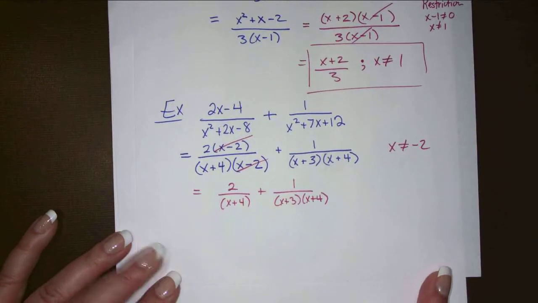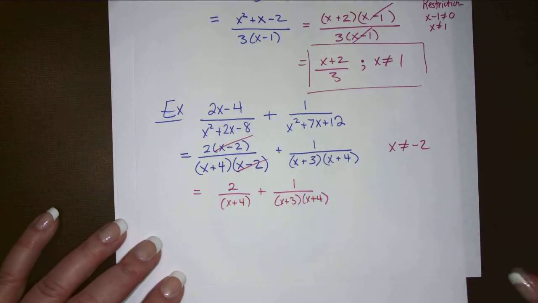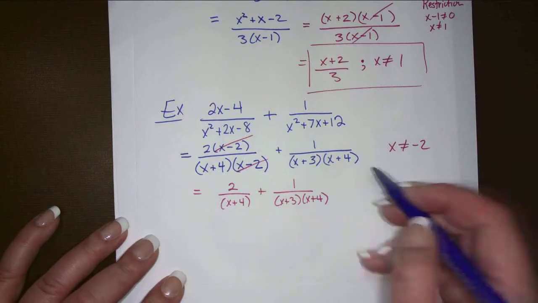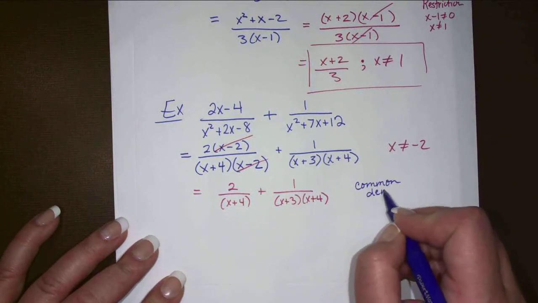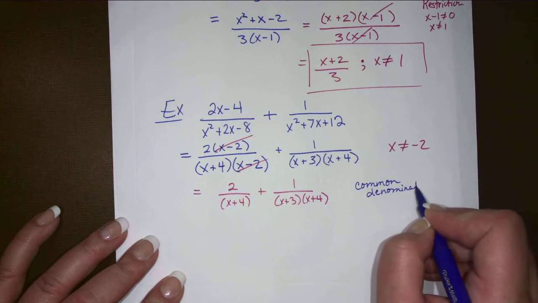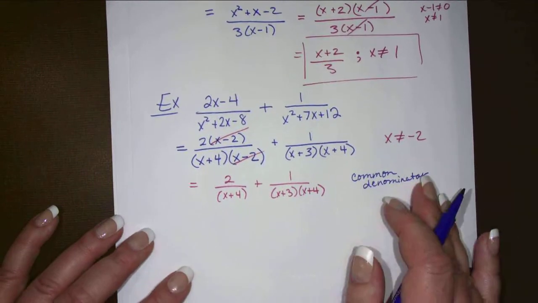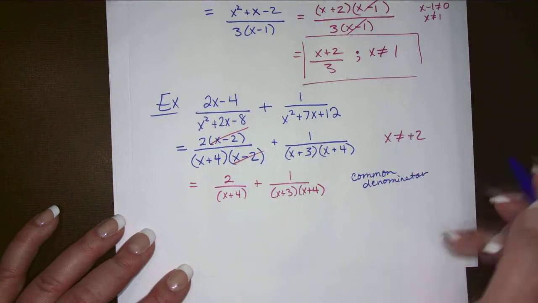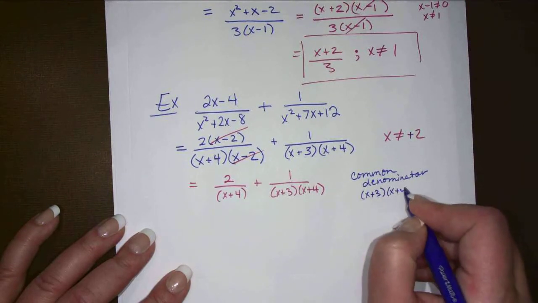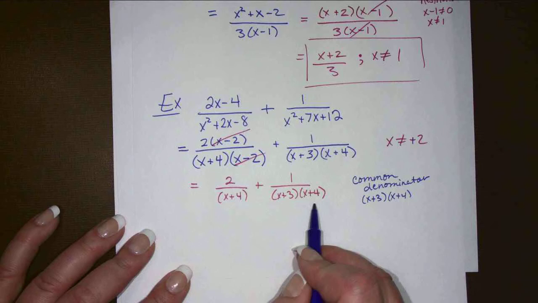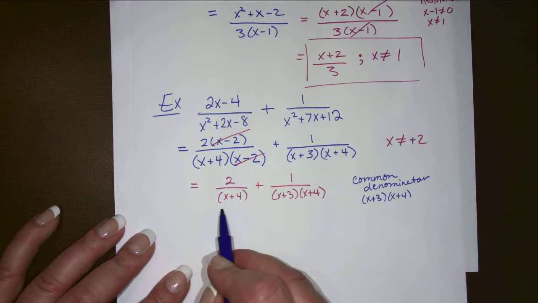Now, what would be the common denominator? X plus 3, X plus 4. Can X not be equal to negative 2? Oh, 2, thank you. Right, this one has both of those factors. This has one of them, the x plus 4, so we just need to put the x plus 3 with this one.